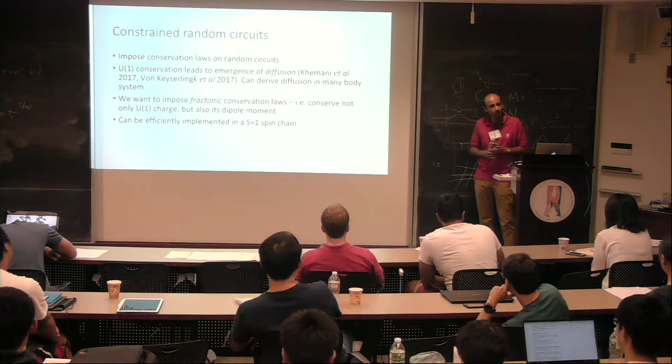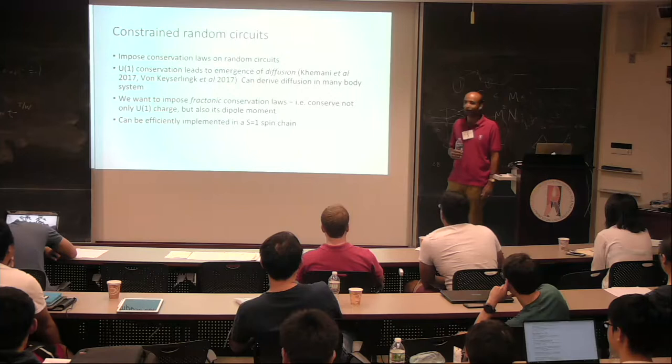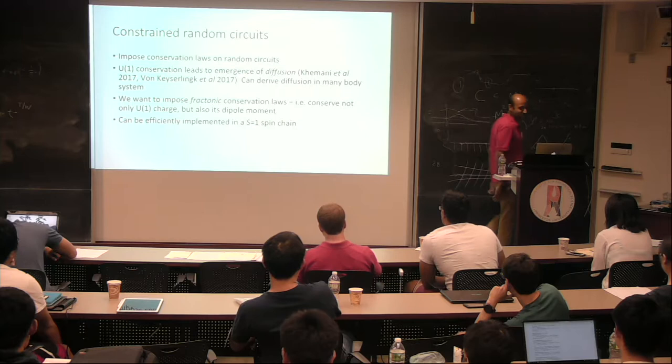And you can have a beautifully detailed derivation of diffusion in a many-body system. But that still doesn't do what we want. We want localization or non-ergodicity. So we want a different kind of constraint. And I spent all of that time introducing fractons for a reason: we want a fractonic constraint.